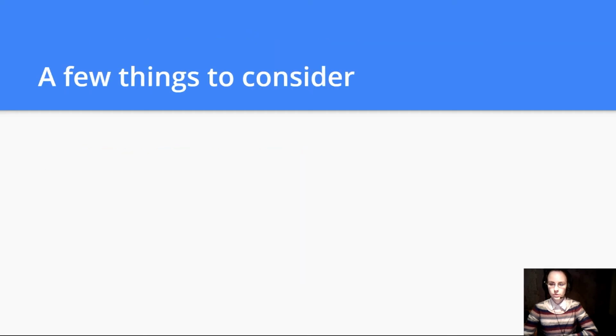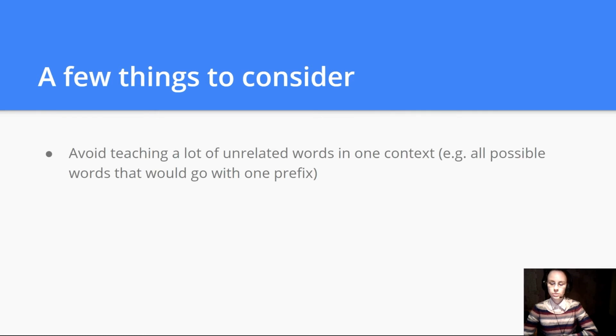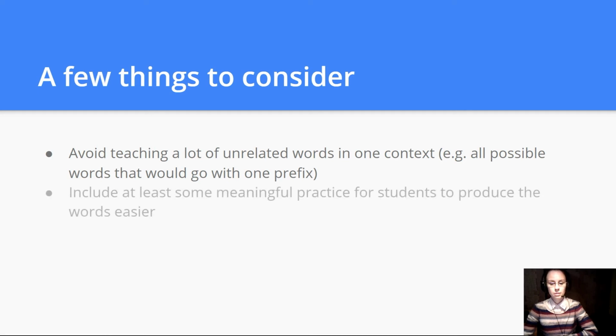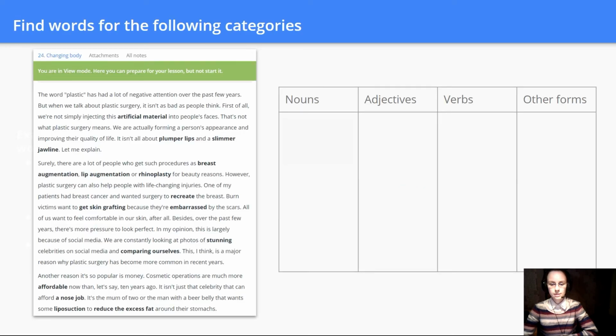However, there are a few things to consider. Don't try to teach our students everything, for example, all possible words which go with one prefix or one suffix. But even if you decide to give some extra words for practice, make sure that you include some meaningful practice. Look at the exercise that will help you to teach word formation and parts of speech.